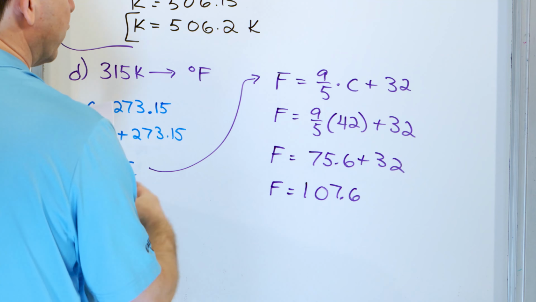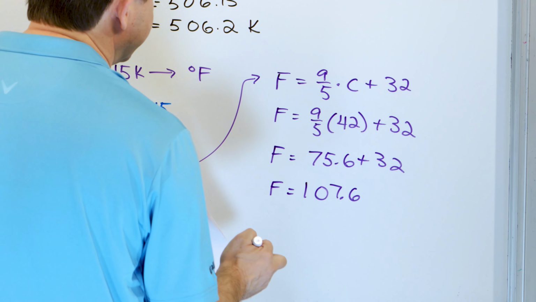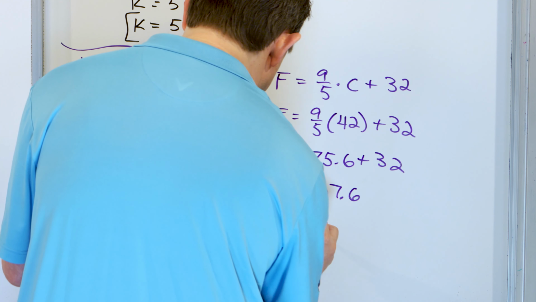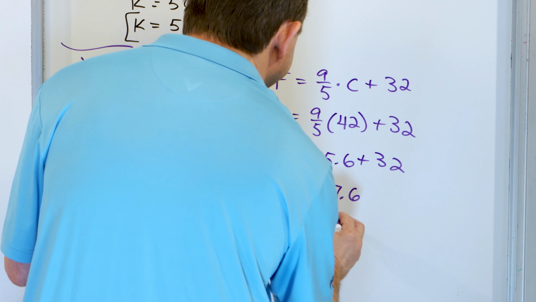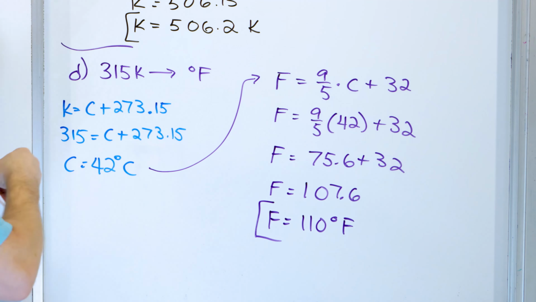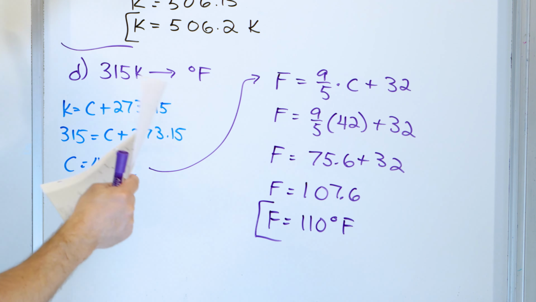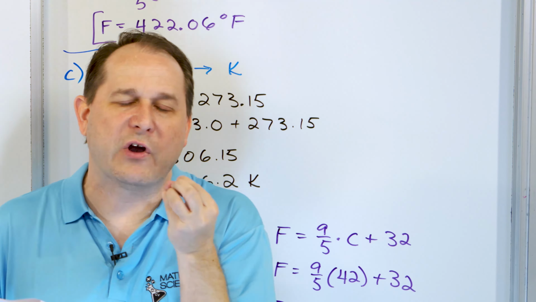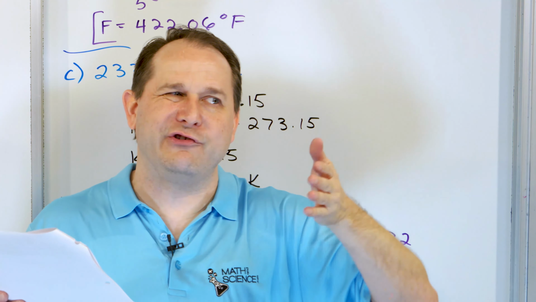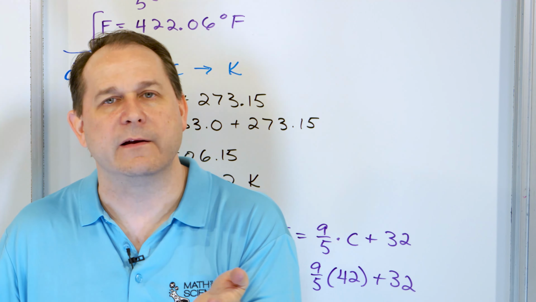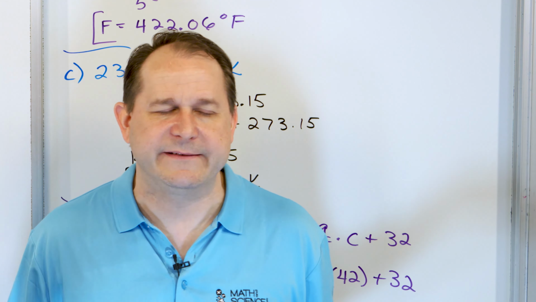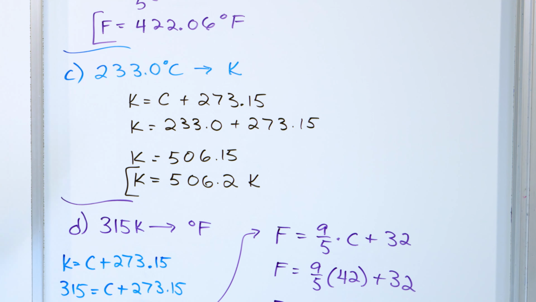107.6, but we want to round to the correct number of significant figures. So we have too many digits here for our answer. So I'm just going to round it to 110 degrees Fahrenheit. Now, I know we talk about significant figures and things like this. We're going to get into that a lot later. So right now, we're just going to talk about the idea that you don't want to carry too many decimals in your answer, because you know that the accuracy of the numbers that you were given is fixed. So you don't want to carry like 1,000,000 decimals into your answer. It doesn't make any sense. So we just round it to 110 Fahrenheit.